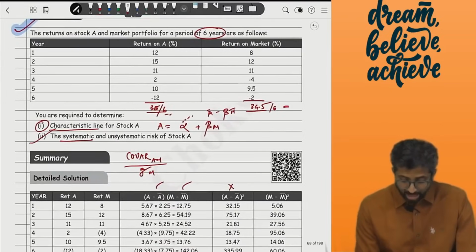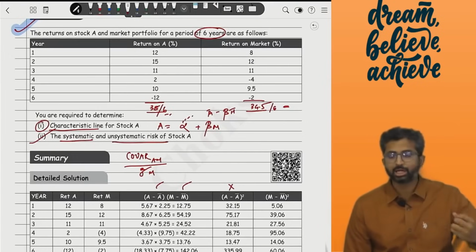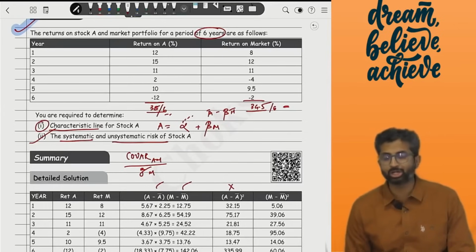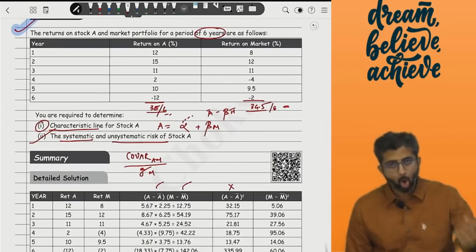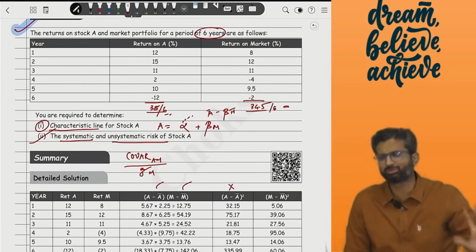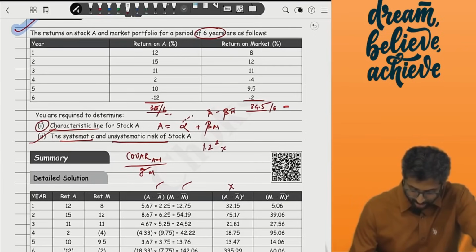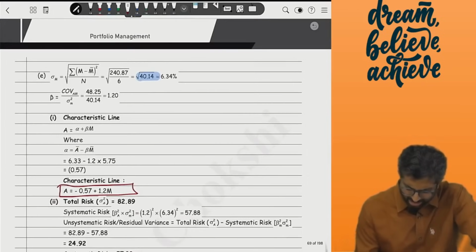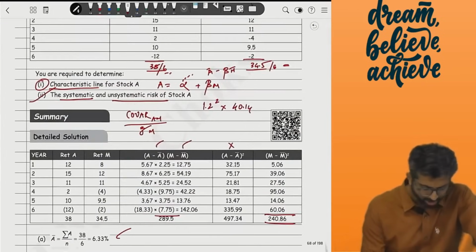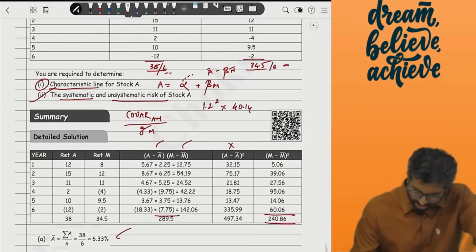Now the second part says systematic is equal to unsystematic risk of stock A. Now systematic risk, remember, is your beta squared of the stock into variance of the market, which you have done, or it is correlation of the stock with the market squared, which you have not yet found, into the standard deviation squared of the security. So in this case you can calculate the systematic risk as beta squared, that is 1.2 squared, into the variance of the market, which we just found as 40.14, that is 1.44 into 40.14, approximately 57.80.